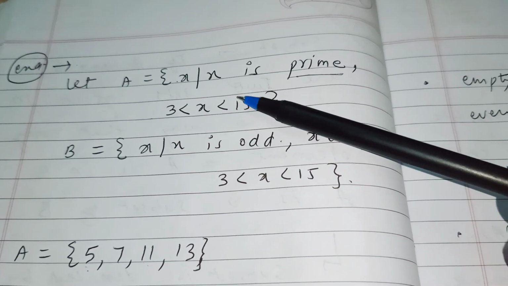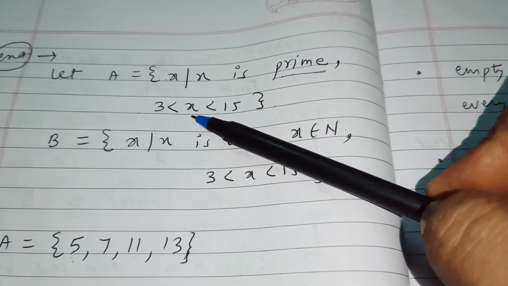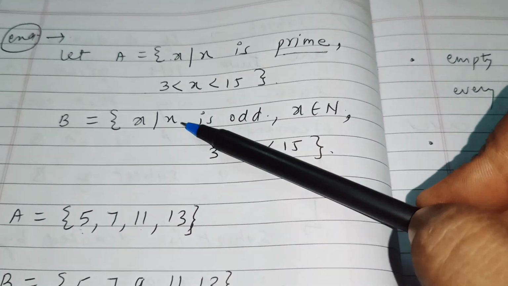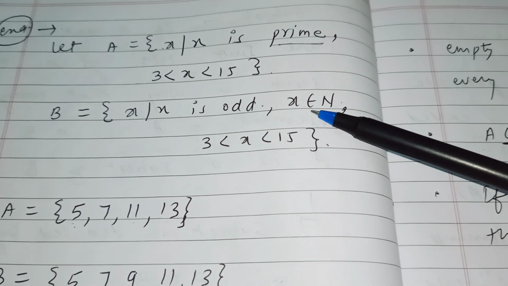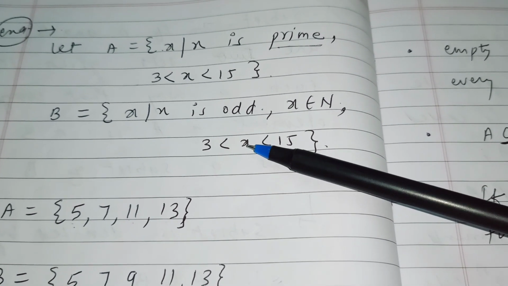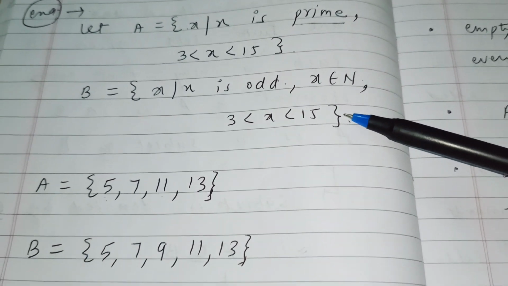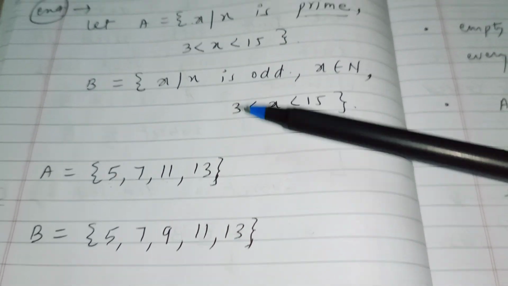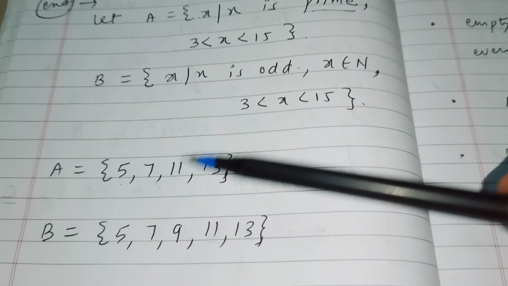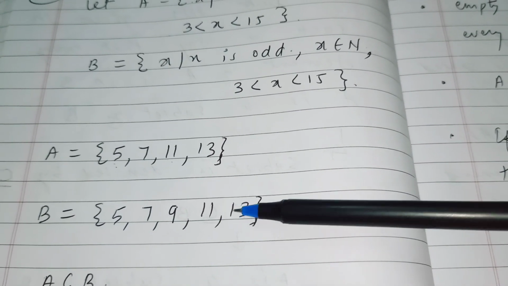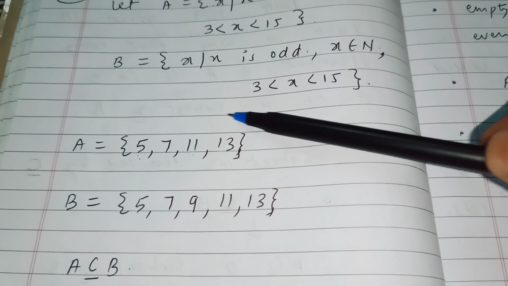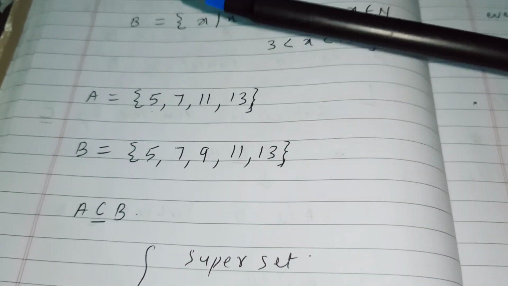I'm just giving an example. Let A equals {x : x is a prime number, 3 < x < 15}, and B is given as {x : x is odd, x belongs to natural numbers, 3 < x < 15}. So now we have to make A in roster form. So 5, 7, 11, 13 will come because the question says prime number. B equals 5, 7, 9, 11, 13. So now A is a subset of B. Why? Because all the elements of A are in B. So this is called a subset.